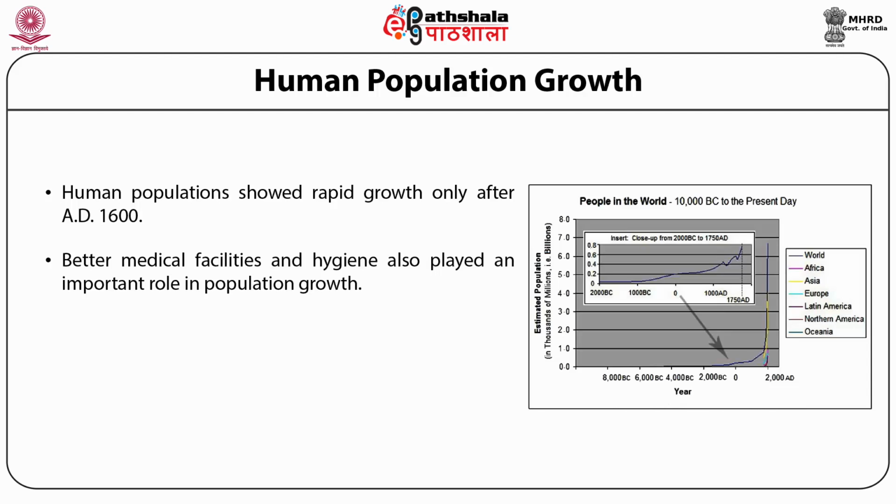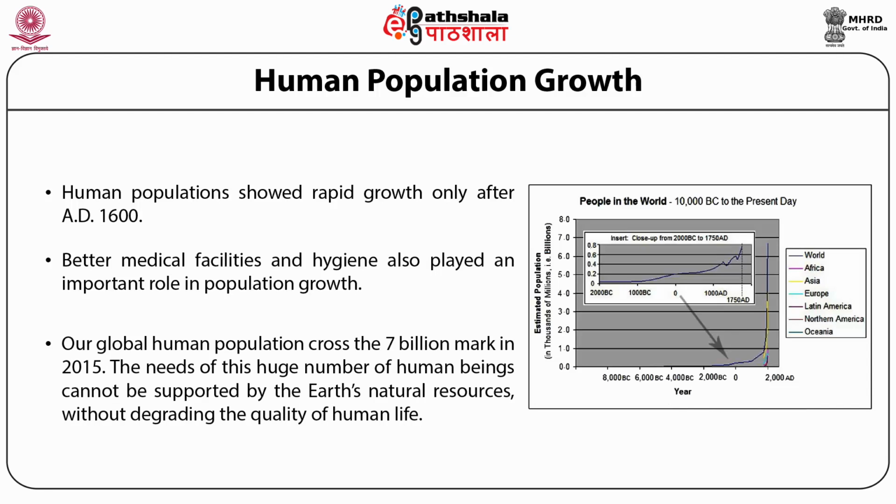As a result of developmental activities around the world, human population is now experiencing an exponential pattern of growth. The population reached the 1 billion mark in 1804, but it took about 150 years to reach the 3 billion mark in 1960. Our global human population crossed the 7 billion mark in 2015. The needs of this huge number of human beings cannot be supported by Earth's natural resources without degrading the quality of human life.